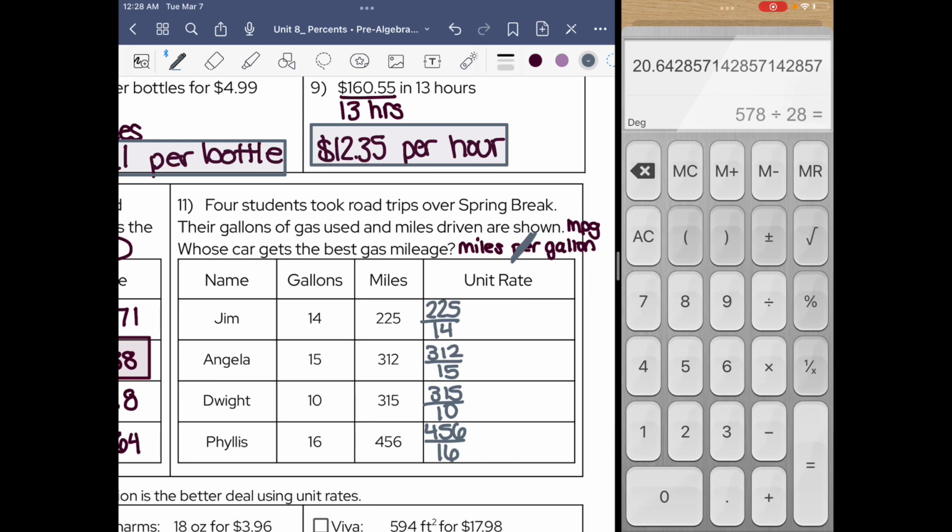All right, there's all 4 of them for Jim, Angela, Dwight, and Phyllis. Yes, I am an Office fan.